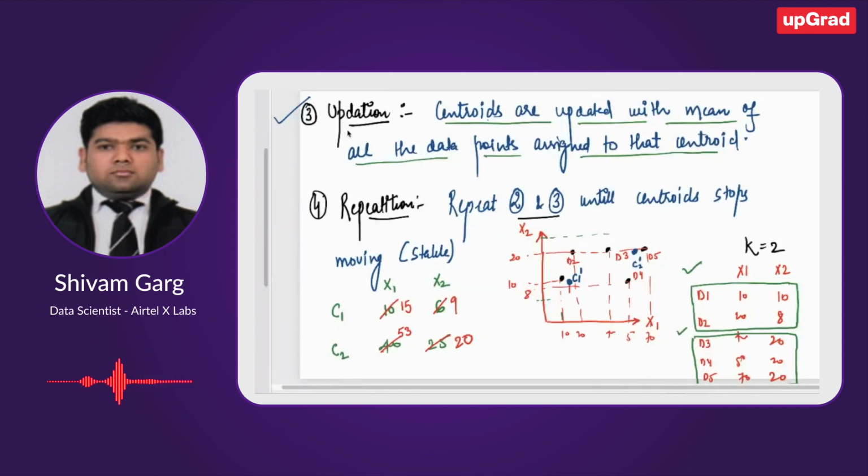Let's say I ran this again, and D1, D2 are still with C1, and D3, D4, D5 are still with C2. Will my C1 and C2 values be updated further? If the clusters don't move, if the data points don't shift at all, then I have to stop there. Whenever data points from other clusters stop entering a cluster, we can stop, right? Absolutely correct.